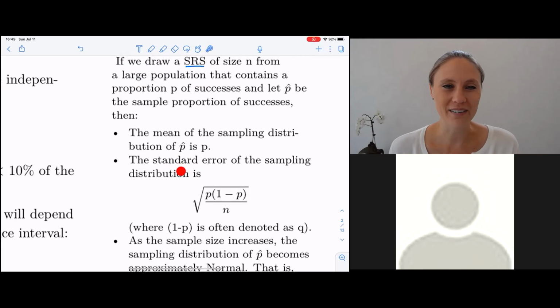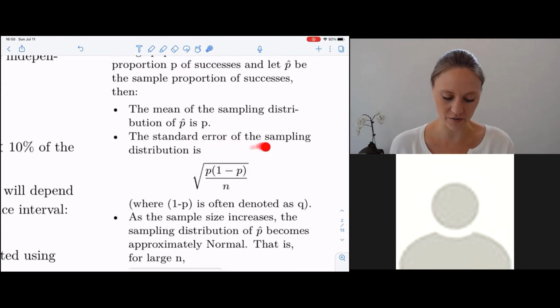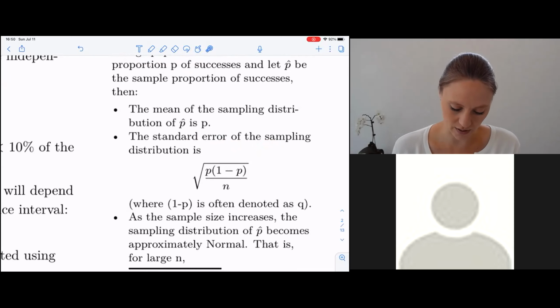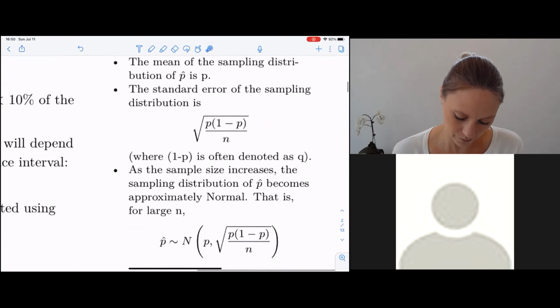So the standard error, why am I even saying that then? No, it's important. It's where it's coming from. The standard error of the sampling distribution of p hat is going to be the square root of p times 1 minus p over n, where 1 minus p is often denoted as q. I like to use q because it cleans up the calculation a little bit. But if you want to replace all your q's with 1 minus p, that is totally fine.